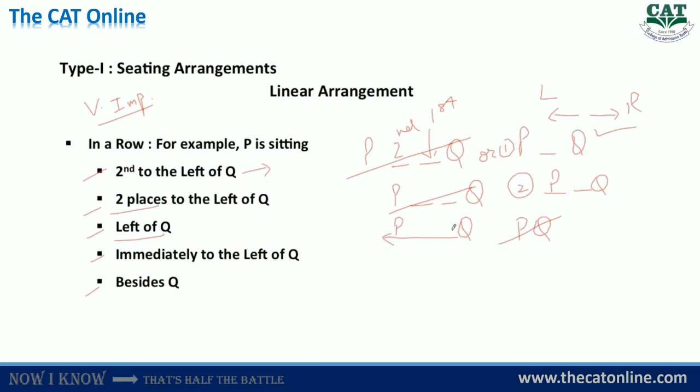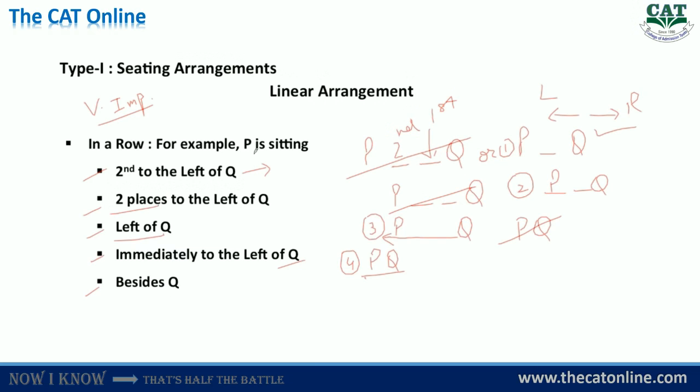It could be one place, it could be immediately next, or it could be a few places to the left or right. Then the next case is immediately to the left of Q. Now this is where you will mark this is Q, so this will be P. They will always be adjacent to each other. So it will be marked this way. This is the correct way of representing the fourth. This was the third one.